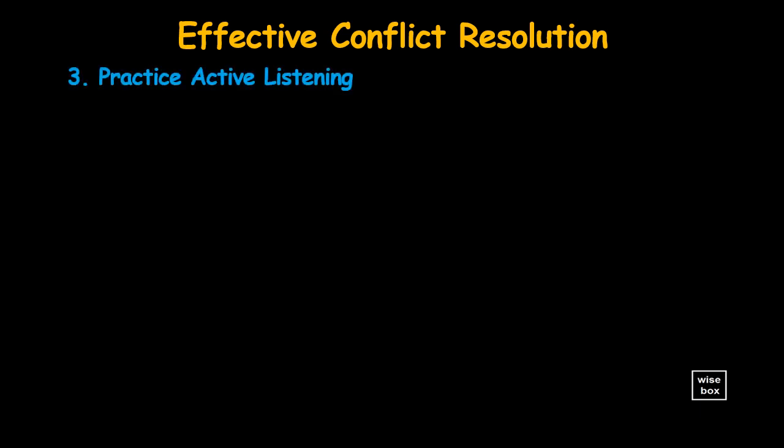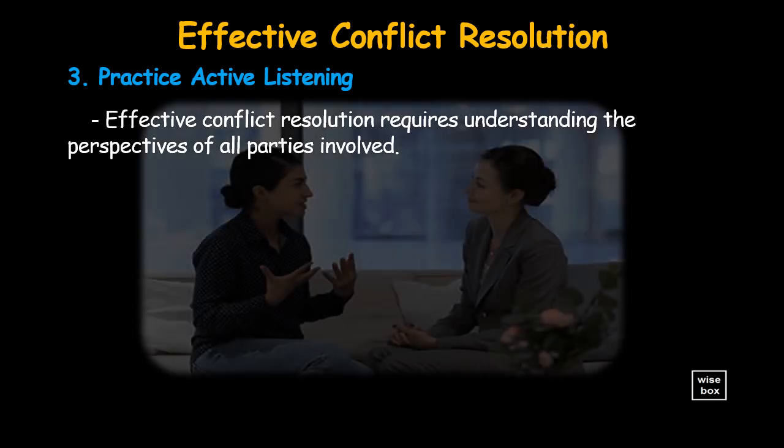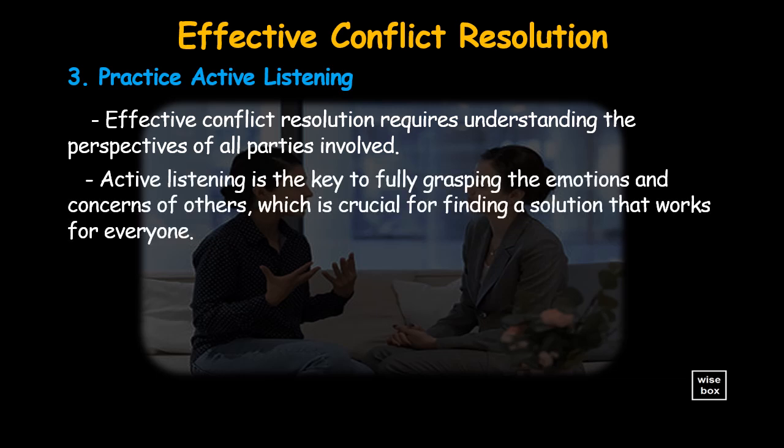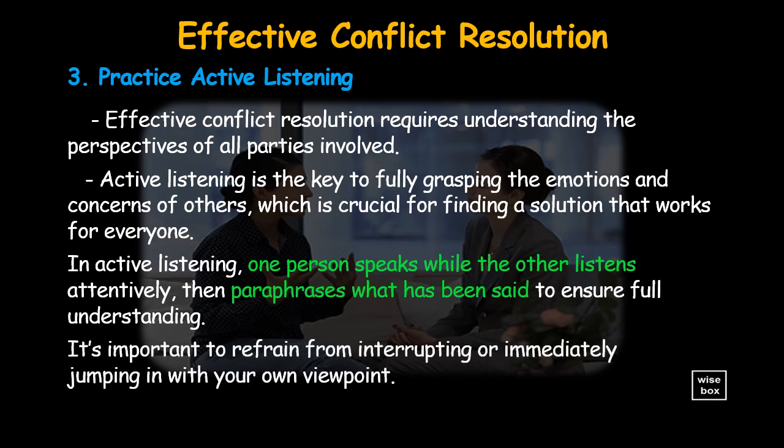3. Practice active listening. Effective conflict resolution requires understanding the perspectives of all parties involved. Active listening is the key to fully grasping the emotions and concerns of others, which is crucial for finding a solution that works for everyone. In active listening, one person speaks while the other listens attentively, then paraphrases what has been said, to ensure full understanding. It's important to refrain from interrupting, or immediately jumping in with your own viewpoint.